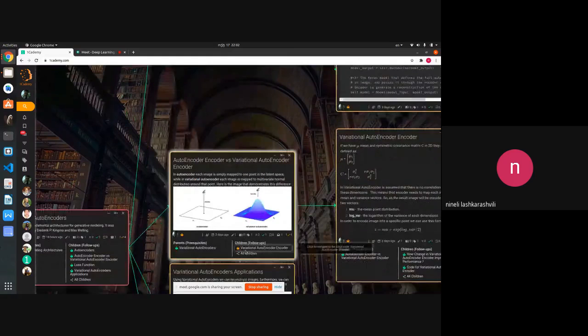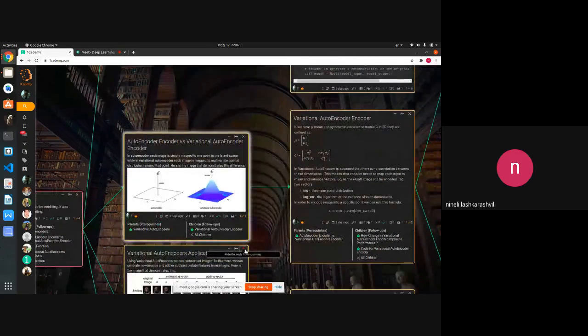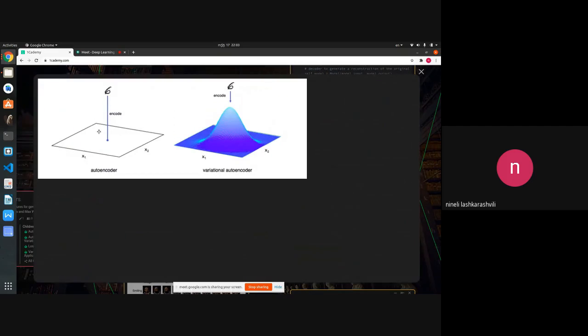And firstly, I would describe the difference between these two in case of encoder structure. So in our autoencoder, each image is simply mapped to one point in the latent space, while in variational autoencoder, each image is mapped to a multivariate normal distribution around that point. And here you can see this in this image. So this is just autoencoder mapping to the single point, and here to some normal distribution around that point.